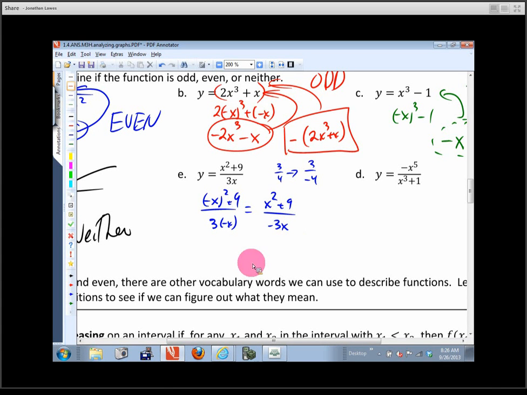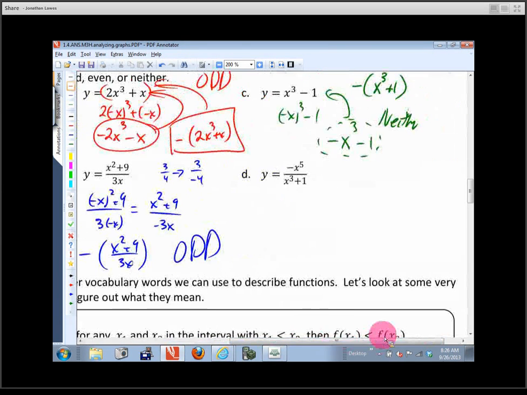So if I were to pull this out front and write x squared plus 9 over 3x, that's the same thing, right? I'm putting it out front. Is it the exact opposite? Yes, it is. So this one is odd. Make sense? With rational expressions, with rational functions, you've got to be a little bit careful. So let's take a look at this one.